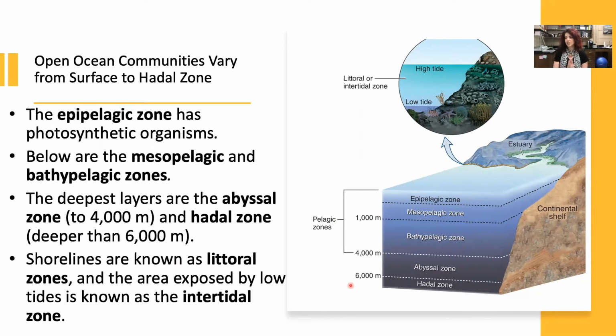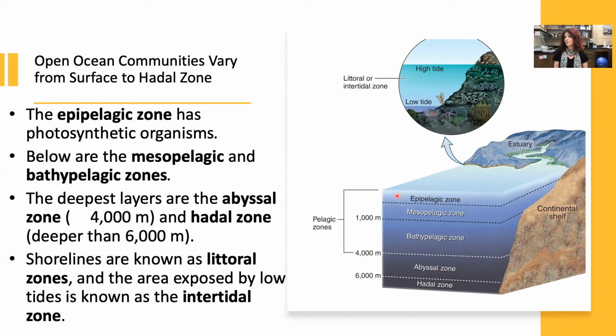The epipelagic zone has those photosynthetic organisms. As you can imagine, sitting here at the surface ocean, you are exposed to the most sunlight, and therefore you can allow photosynthesis to happen. So in the epipelagic zone, you have your primary production happening. You can remember epipelagic because epi means on top. Okay. Below the epipelagic zone, you have the mesopelagic zone and the bathypelagic zone. Bathy means deep, meso means middle, and of course epi means top.